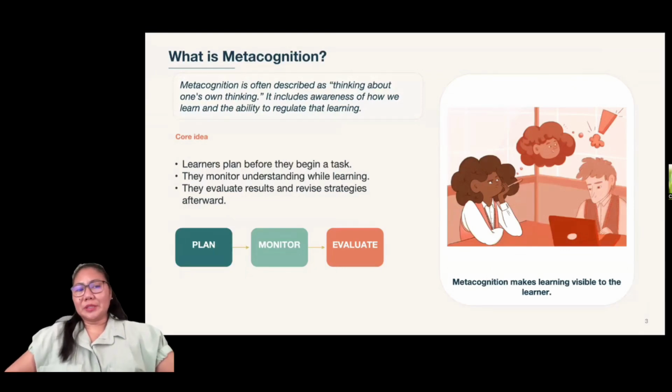So what is metacognition? Metacognition is often described as thinking about one's own thinking. It includes awareness of how we learn and the ability to regulate that learning. Core idea: learners plan before they begin a task. They monitor understanding while learning. They evaluate results and revise strategies afterwards. So they plan, monitor, evaluate. Metacognition makes learning visible to the learners.